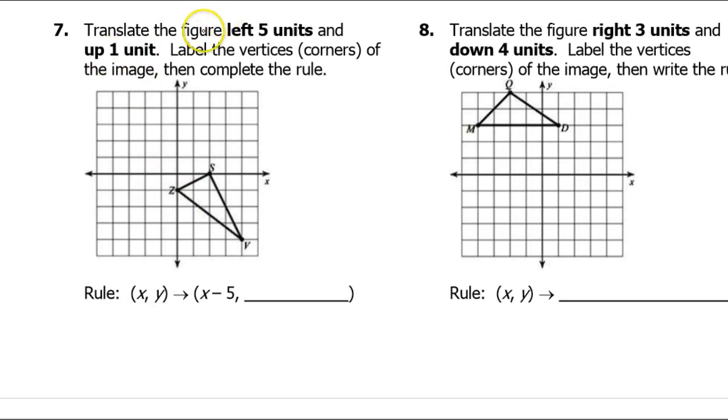So for number 7, they are just plain giving us the rule in words first. So let's go ahead and do the same thing. Left 5 and up 1. So if I take this point Z and I move it left 5 up 1, then this will be my Z prime. If I take point S and move it left 5 and up 1, that's going to be right here, and there's my S prime. Okay, left 5 up 1, and this will be my point V prime. So this will be the image.